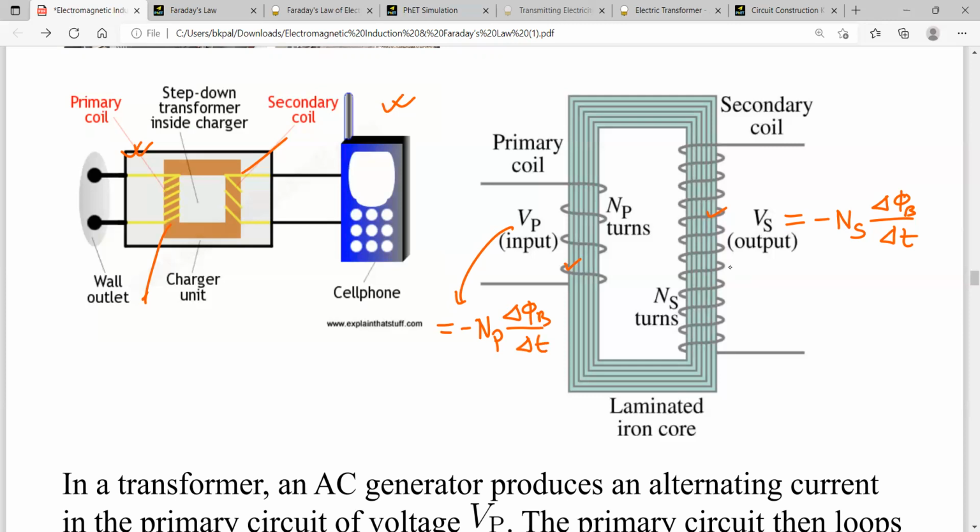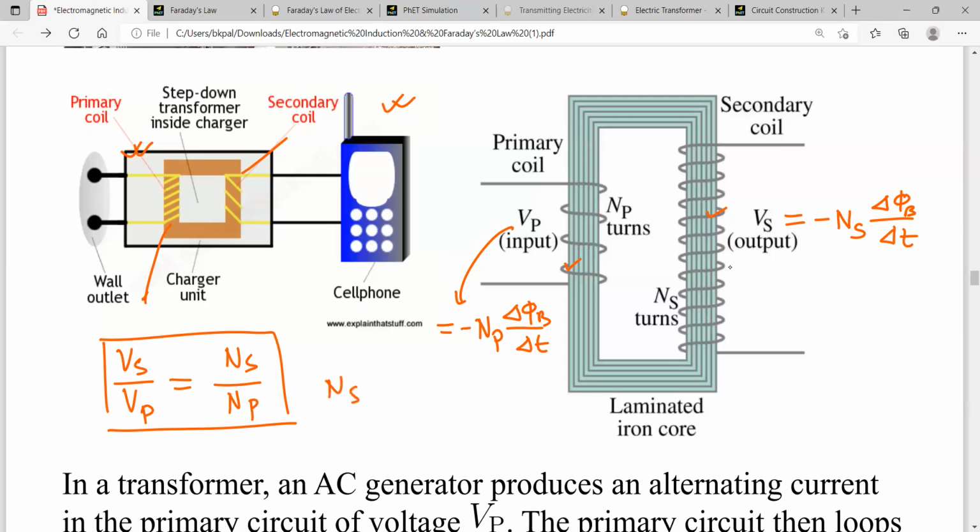Now if I divide one by another, I get something like this: Vs over Vp, and d phi B over dt cancel out, negative negative cancel out. What we get is basically Ns over Np. This equation is called the transformer equation. So if Ns is higher than Np, then Vs will be higher than Vp, and vice versa.